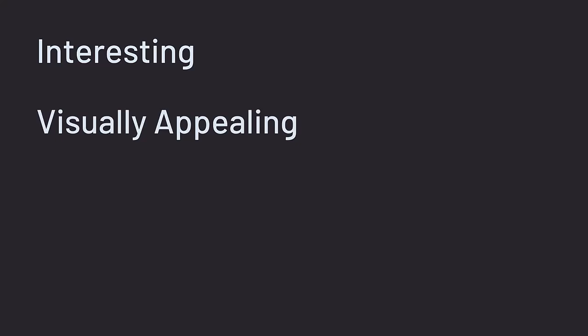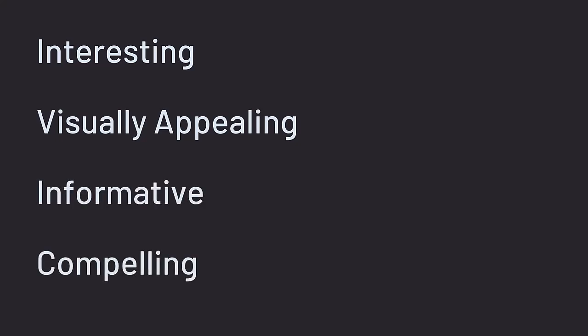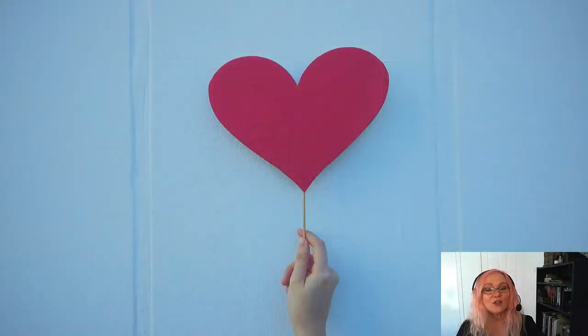You need to make your case study a balance between being interesting, being visually appealing, being informative, and being compelling. Of all of these things, compelling is probably the most important aspect though. You need to show your way of thinking, demonstrate how you solve real-world problems, but most importantly, make the reader care about the project so that they want to read it.